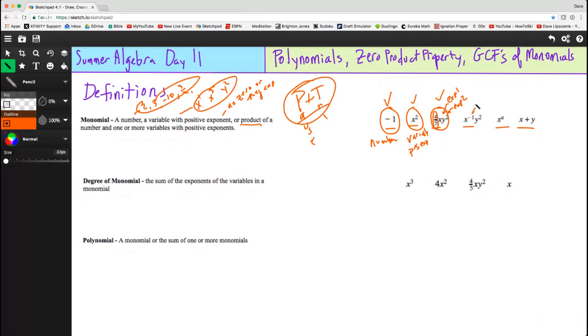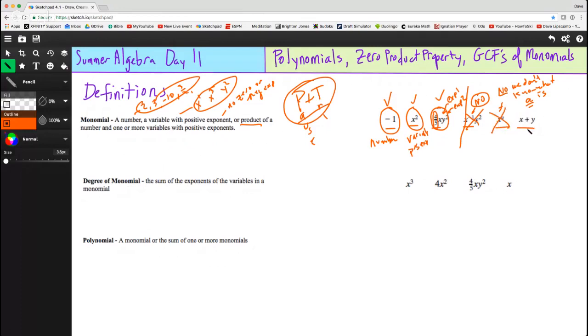x to the -1, no. Because you can't have a negative exponent. No. How about x to the a? Well, this is no, because we don't know what a is. A could be negative, a could be a fraction, so this is no.